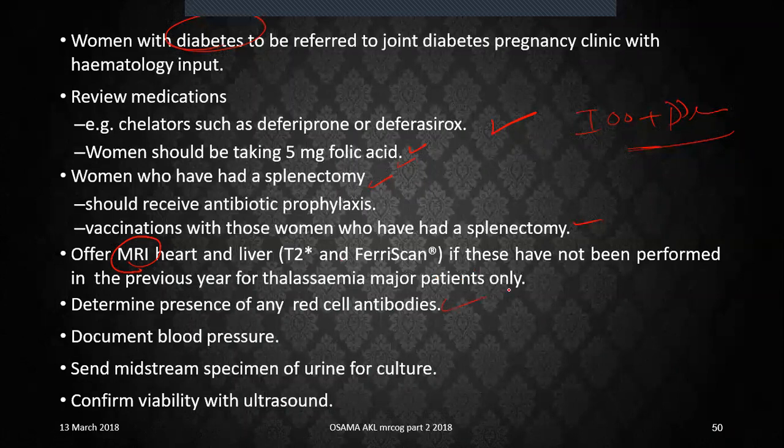Don't forget increased risk of red cell antibodies. That's why it needs more details to select the most appropriate blood transfusion. Document blood pressure, midstream urine, and confirm early viability by ultrasound early in pregnancy. Because, as you see, thalassemia is associated with complications, maternal and fetal.